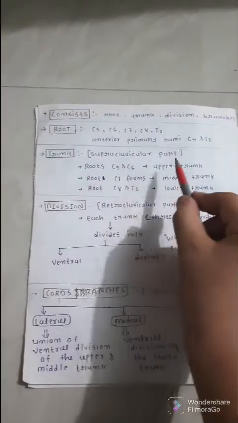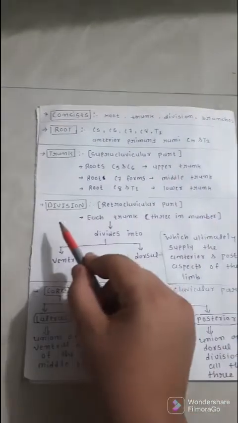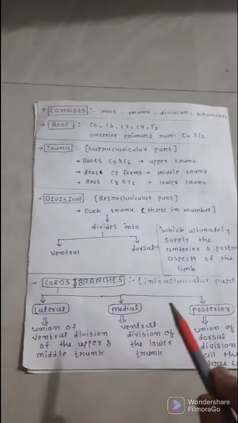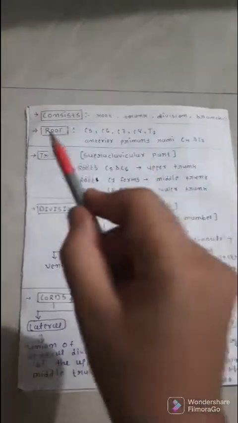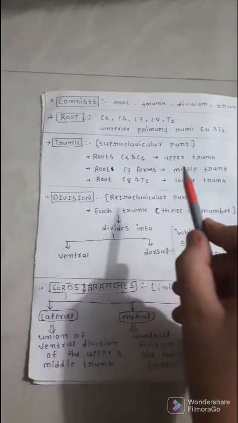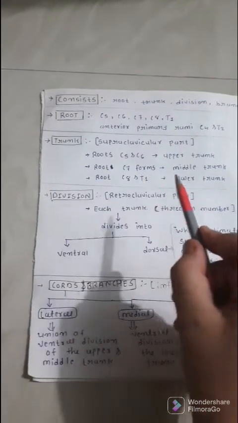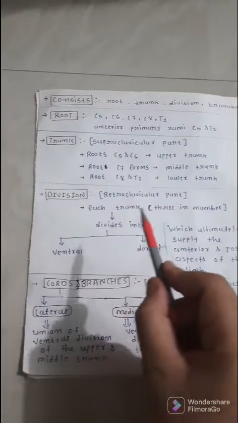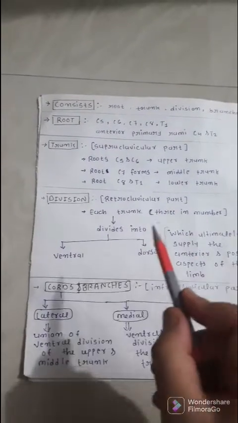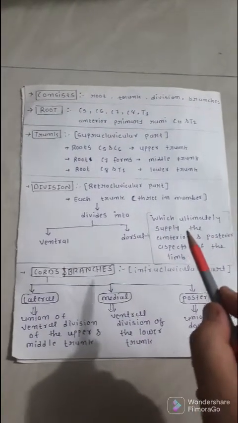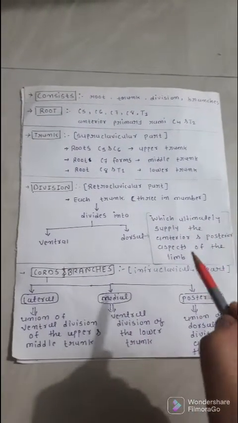Trunk is the supraclavicular part. Division is the retroclavicular part. Cord and branches are the infraclavicular part. Roots C5 and C6 form the upper trunk, C7 is the middle trunk, C8 and T1 form the lower trunk. Each trunk, three in number, divides into ventral and dorsal divisions, which ultimately supply the anterior and posterior aspects of the limb.